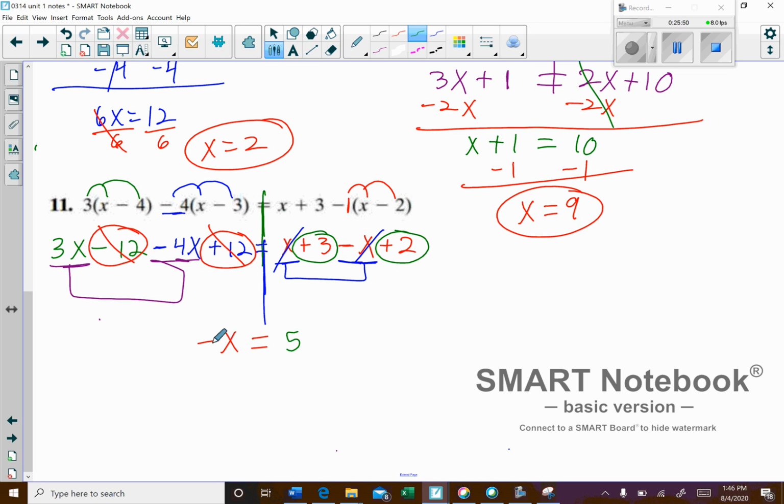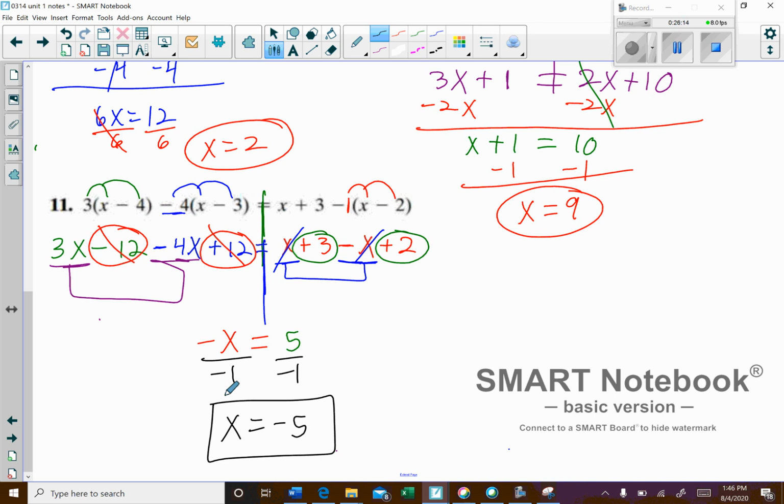So I've ended up with negative x equals positive 5. And so I need to cause a sign change. So I can either multiply or I can divide both sides by negative 1. And that causes a sign change for everything. So my x becomes positive and then the 5 becomes negative. And there we are.